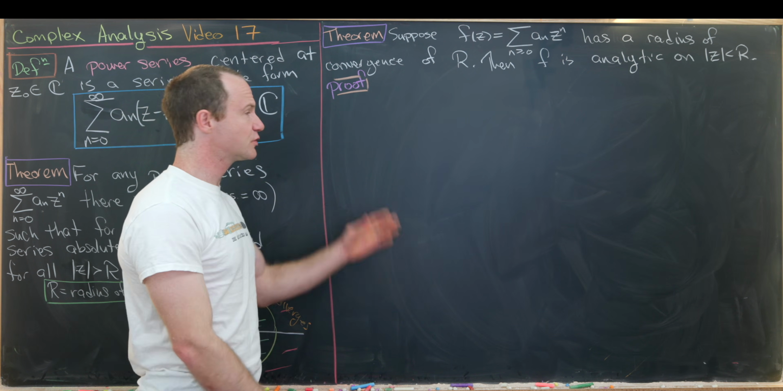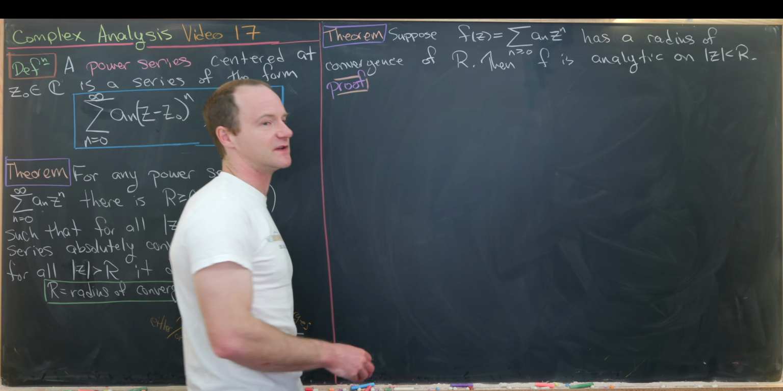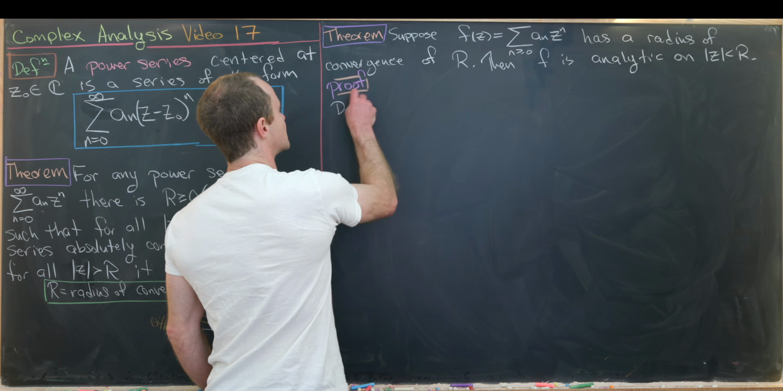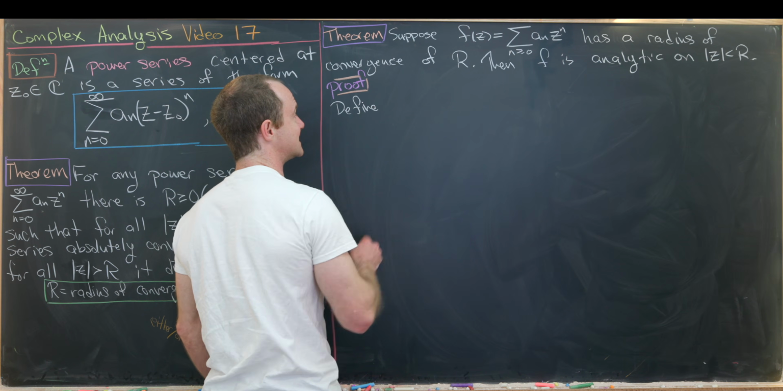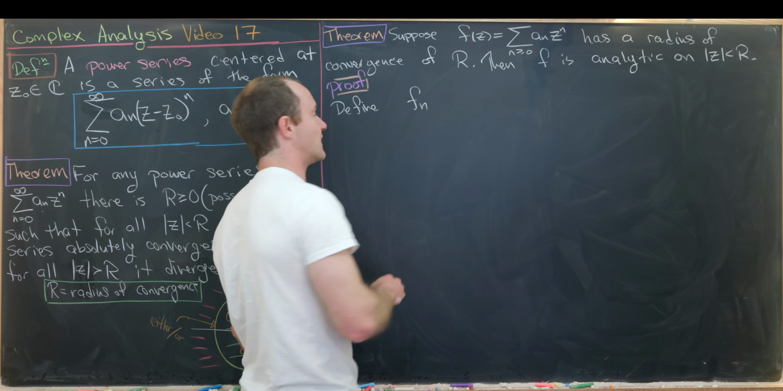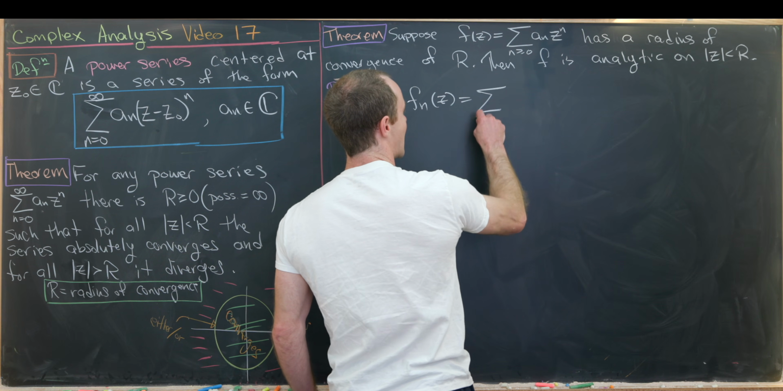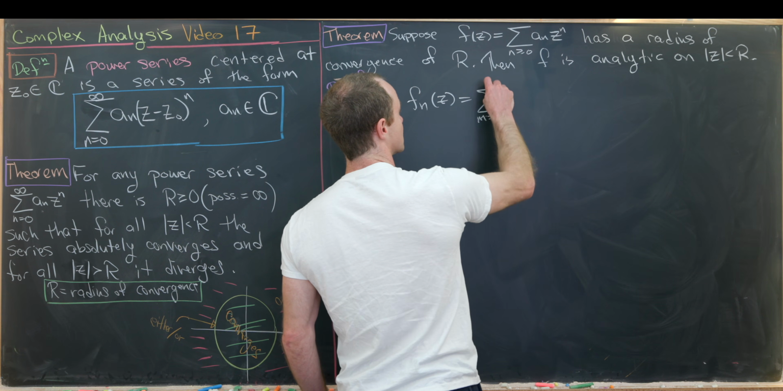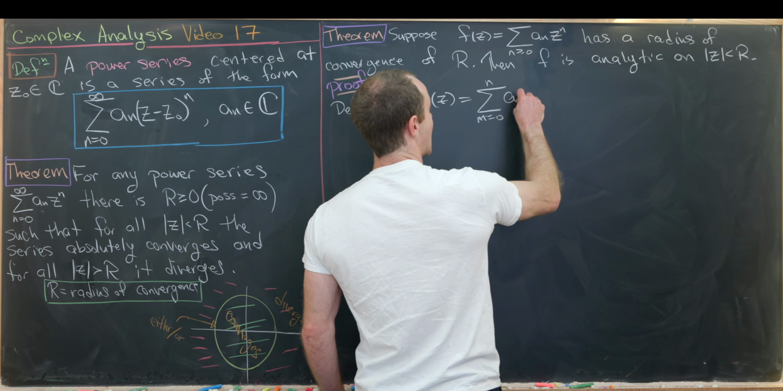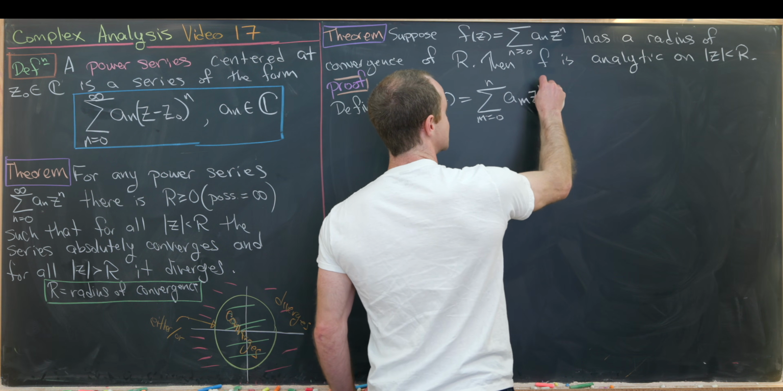And this proof is actually pretty quick based off of some stuff we did in a previous video. So let's look at it. Let's define the following sequence of functions. That sequence of functions will be defined as follows. f_n of z is the sum as m goes from 0 to n of a_m z to the m.